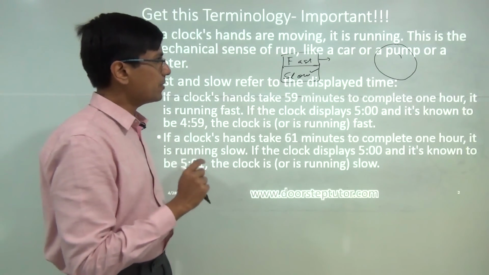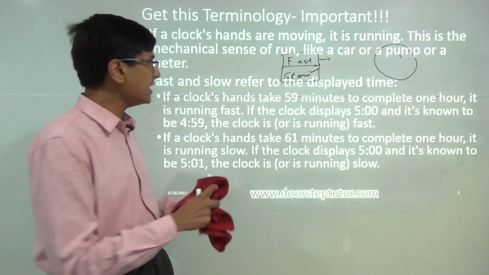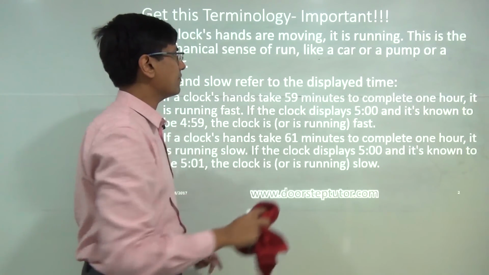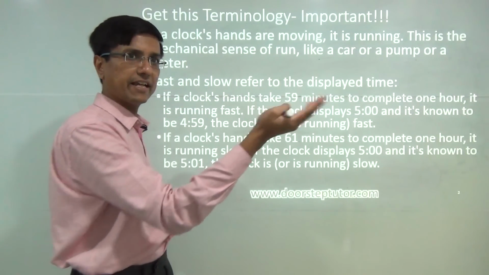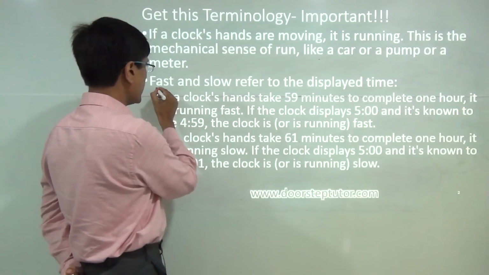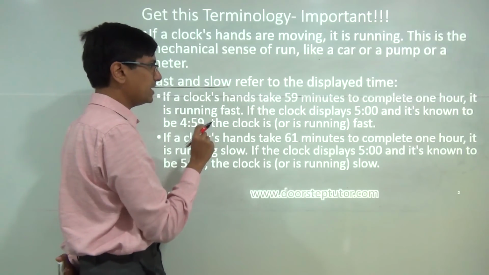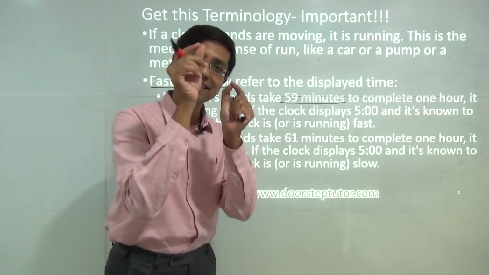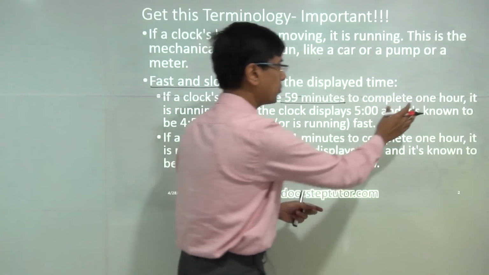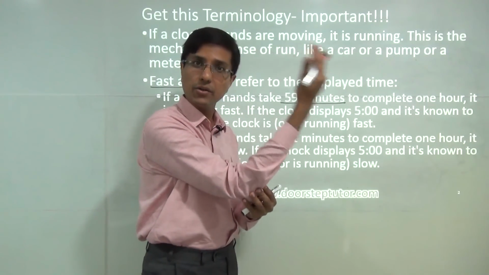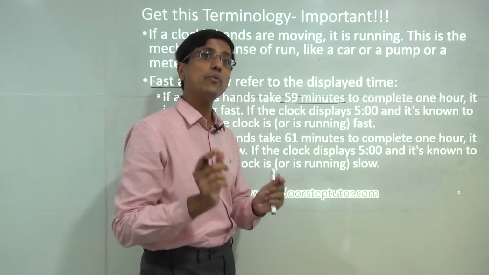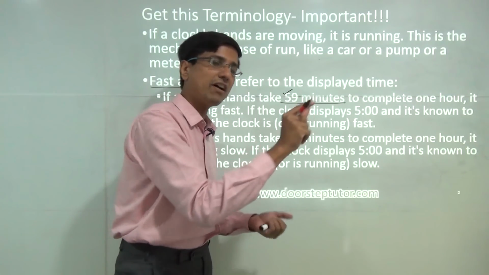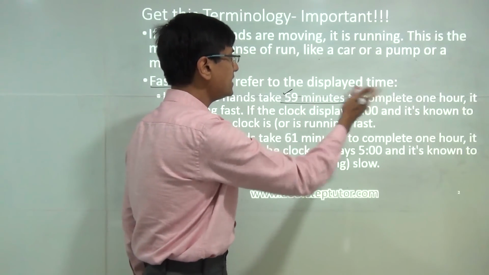This terminology is so important that I would like to go through it again using an example. A clock is running if it is ticking, if it's showing time. Now, going back to fast and slow clocks, let's say the hands of a clock take 59 minutes, instead of the 60 minutes that a normal clock takes, to cover an angle equivalent to an hour. Therefore, this clock is said to be faster. It is running faster, which is why it took less time to cover the same angle.